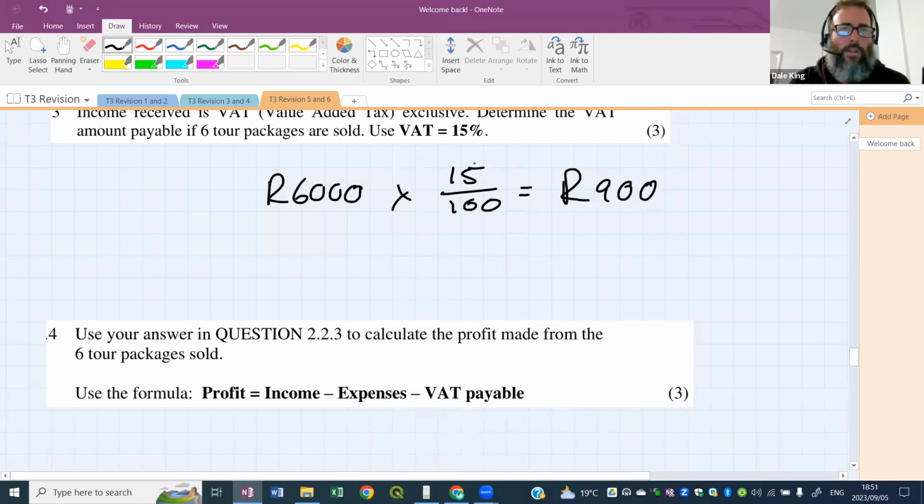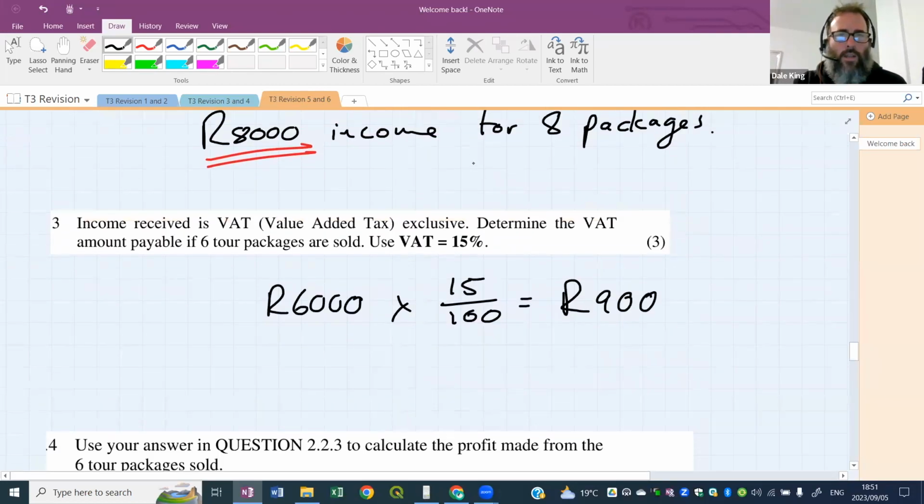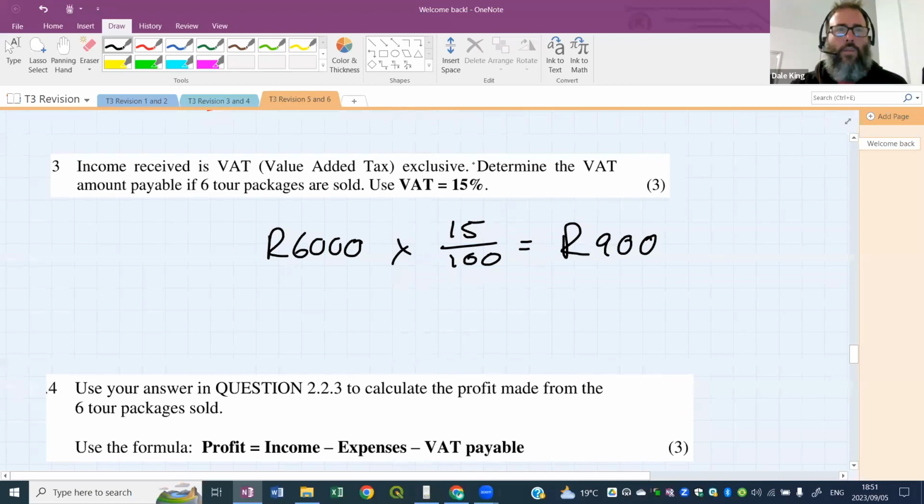Let's see. Income received as VAT exclusive. Determine the VAT on 6 tour packages are sold. Yes, we got it. Now, where are the mark allocation? Thanks, Ben. Awesome job. Now, mark allocation. To find that 6,000 Rand, you're going to need a mark. To use a percentage calculation as a mark, and then 900 as a mark as well. Okay.